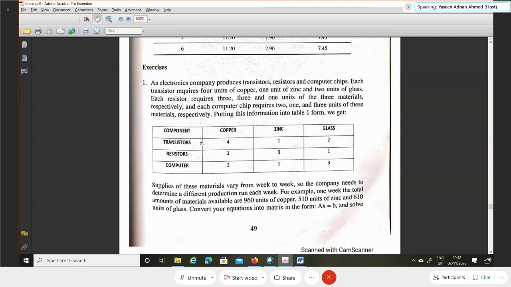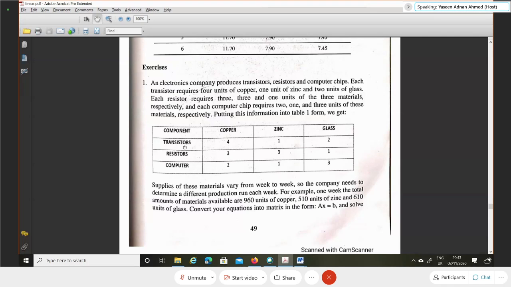So in this case, for an example, because the summation is 960 copper, if you consider transistor as X, register as Y, and computer as Z, then 4x plus 3y plus 2z should be equal to 960.